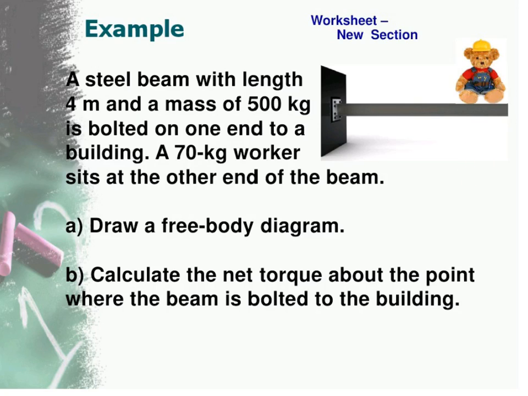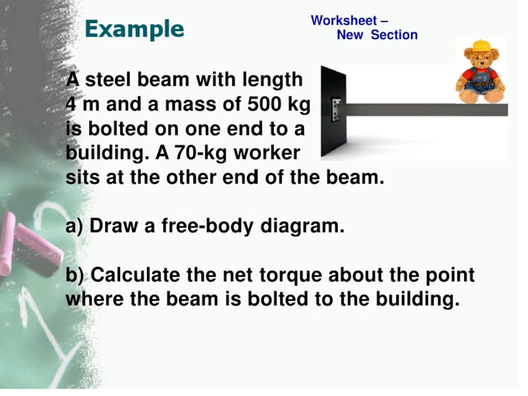And we're being tasked with two things. First of all, we've got to draw a free body diagram. And then we want to calculate the net torque about the point where the beam is bolted to the building. So we can think of this as the pivot point, and we want to calculate the net amount of torque around this pivot point. So let's do that.